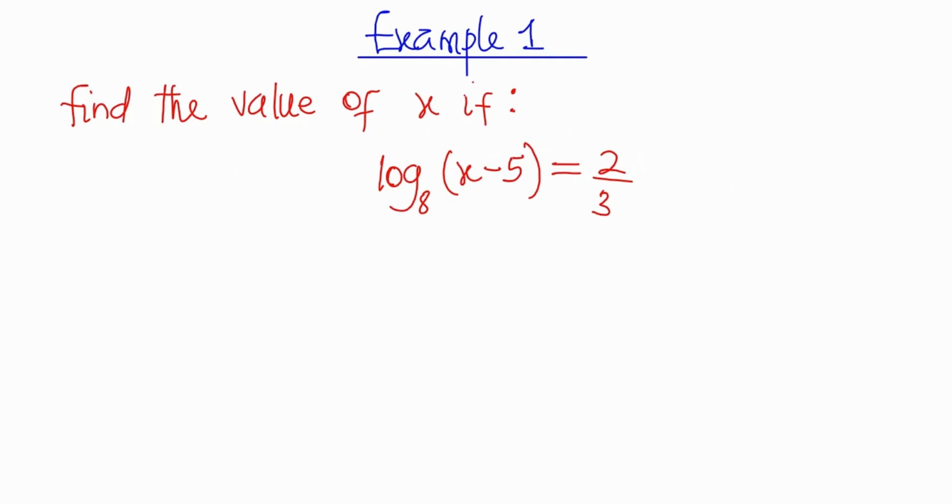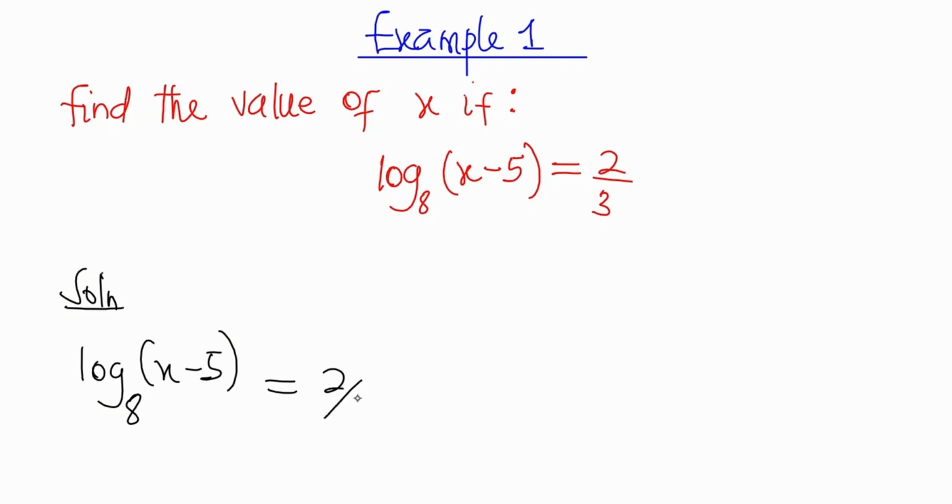So in example 1, it says find the value of x if the logarithm of x minus 5 base 8 is equal to 2 out of 3. So first, we have to write our question. Just as said here, we are looking for the logarithm of x minus 5 to the base 8, which is equal to 2 out of 3. So here we can see that it's in logarithm form, so what we can do here is change to exponential form.